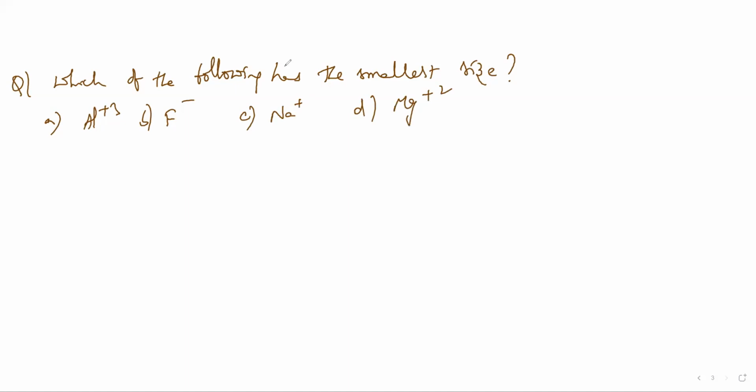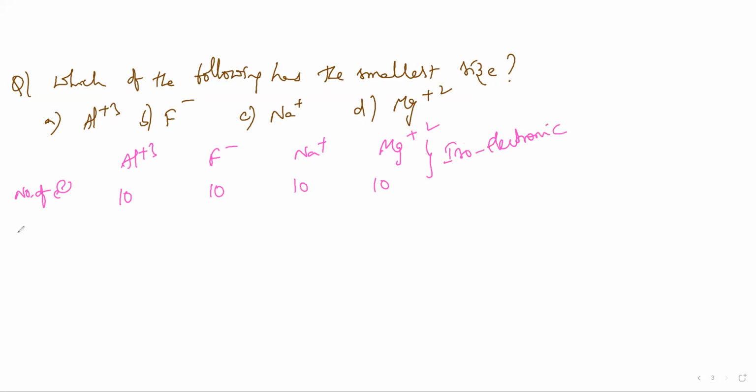I'm writing all those ions once again: Al plus 3, F minus, Na plus, Mg plus 2. You can see clearly, if you find the number of electrons, all of them have 10 electrons only. So the given question is based on isoelectronic series. They're all isoelectronic.